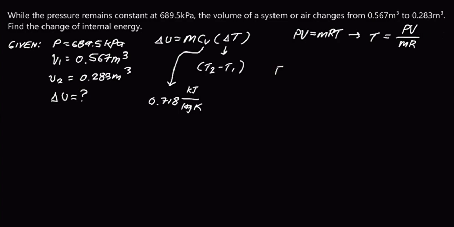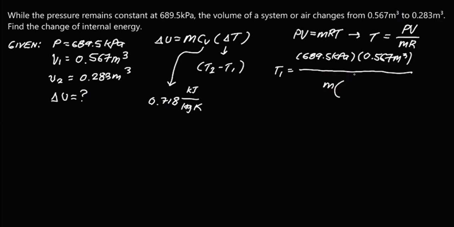To solve for T1 using this formula, we just have to substitute all the values corresponding to condition 1. So we have a pressure of 689.5 kPa, a volume of 0.567 cubic meter, all over m, which we do not have a value for right now, and of course R, which has a constant value of 0.287 kilojoule per kilogram Kelvin. Before we solve for the numerical value, we must first perform a unit analysis.